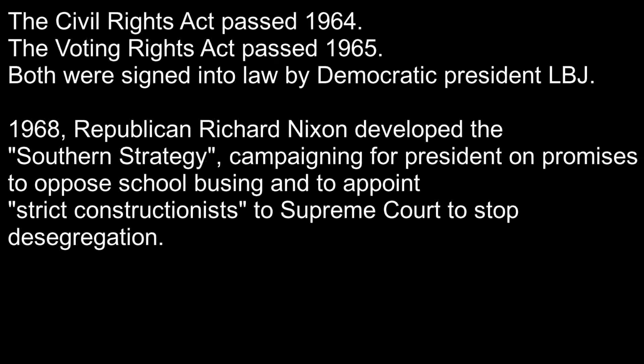Both the Civil Rights Act and Voting Rights Act were signed by Democrat President Lyndon B. Johnson in 1964. In 1968, Republican Richard Nixon developed the Southern Strategy, campaigning for president on promises that he opposed school busing, on promises to appoint strict constructionists to the Supreme Court.